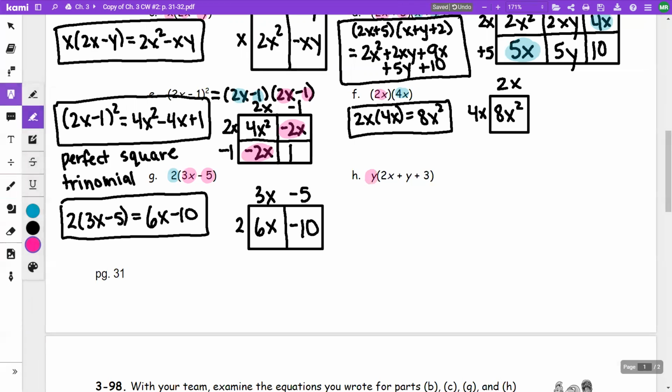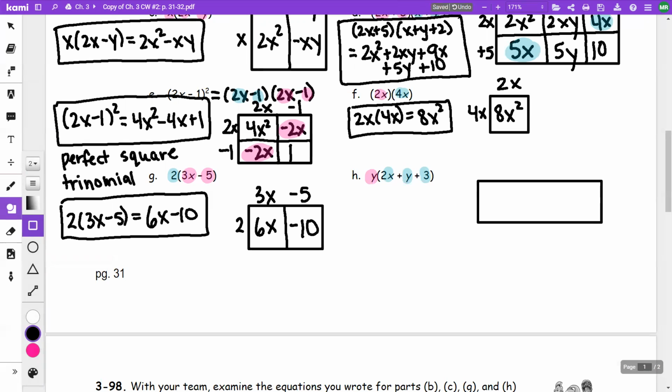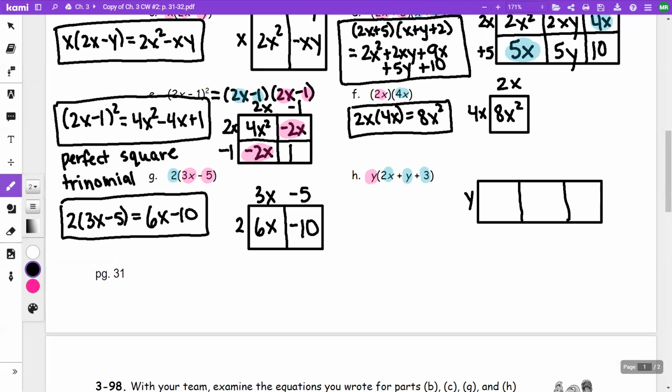On the next one, we have a single term, which is a monomial, and then we have 1, 2, 3 terms. That's called a trinomial when you have 3 terms. So since I have a 1 term and a 3 term, that's going to be a 1 by 3. So I'm going to have my y here, my 2x. I put my plus in front of my y, I put my plus in front of my 3, so I see what it is. Y times 2x is 2xy. Usually we write it in alphabetical order. Doesn't matter if you put 2yx, that's the same. Y times y is y squared. Y times 3 is a 3y.